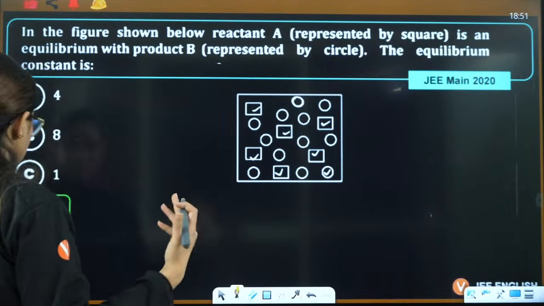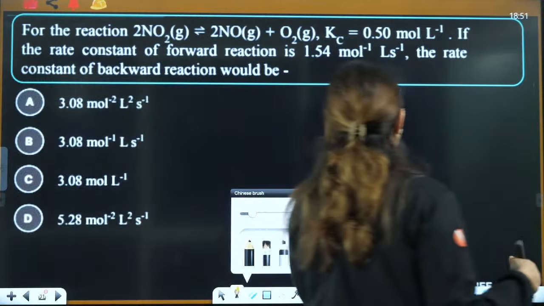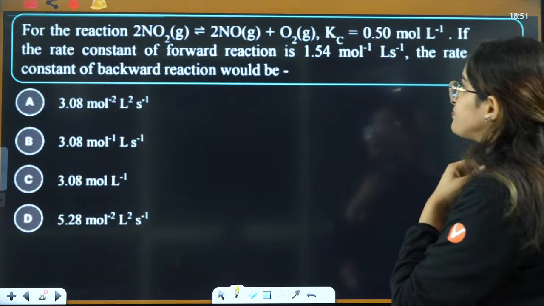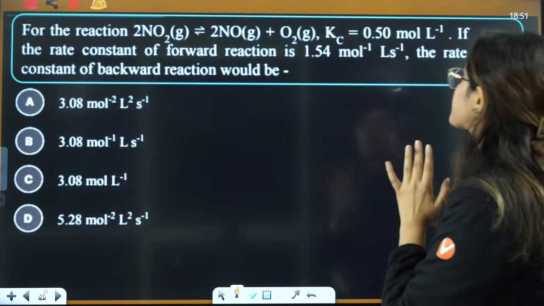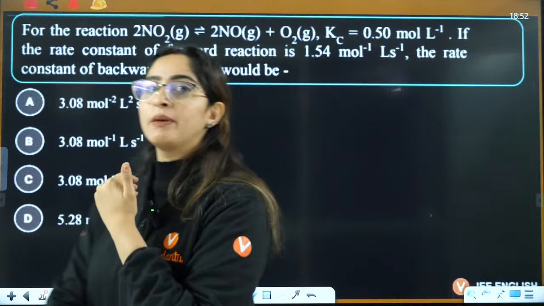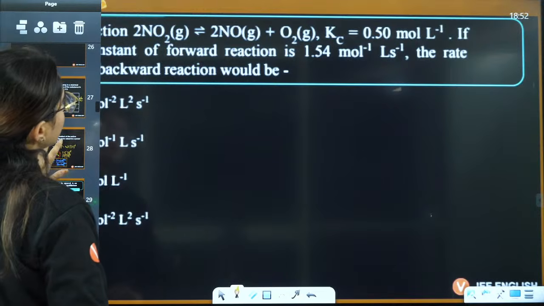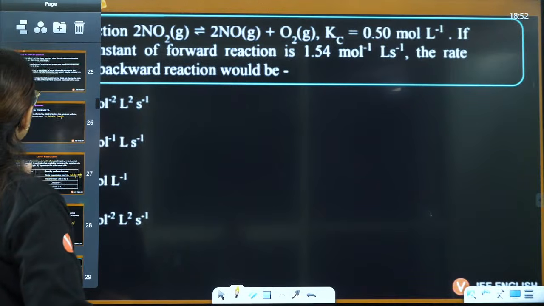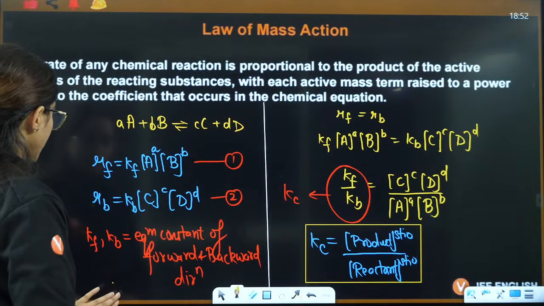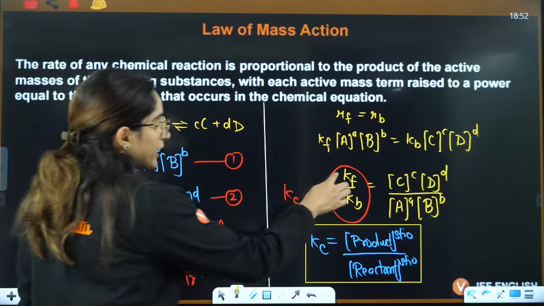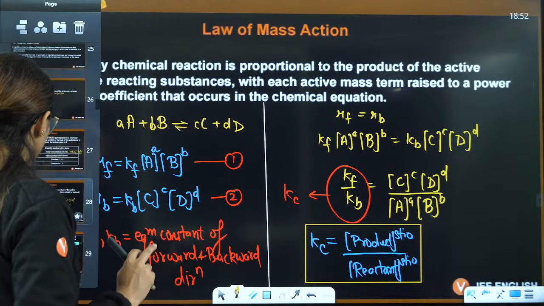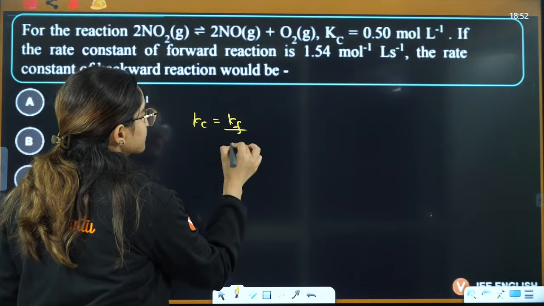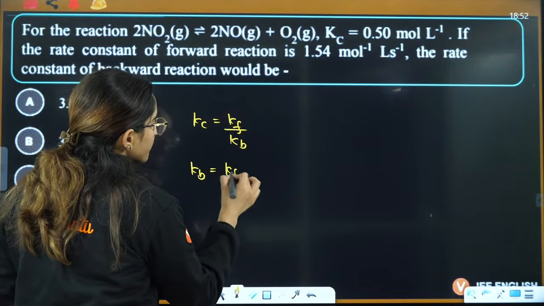Let's do some more interesting questions like this. Some reaction is given to you, Kc is given to you. If the rate constant of the forward reaction is this, the rate constant of the backward reaction will be what? Now, rate constant means they are telling you equilibrium constant here, that is K. It should be equilibrium constant actually. So Kf by Kb is equal to Kc. This is the formula that we will apply here. So Kc is equal to Kf by Kb. They are asking you Kb, that is equal to Kf by Kc.